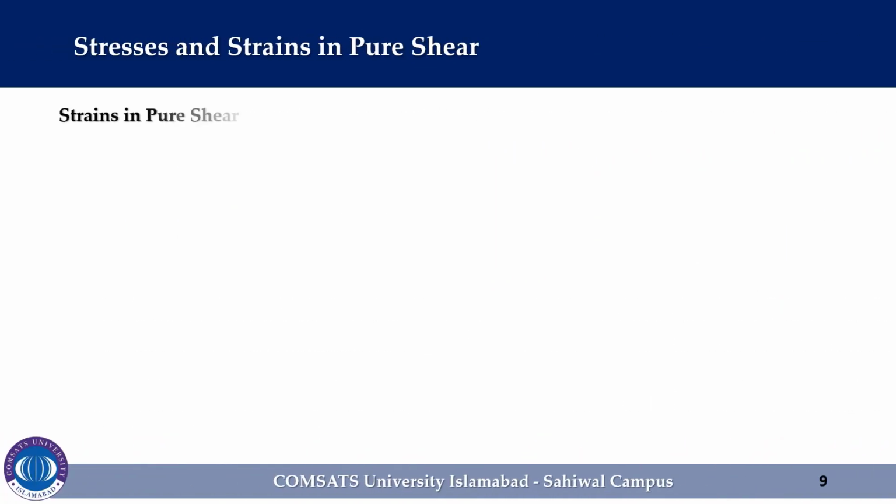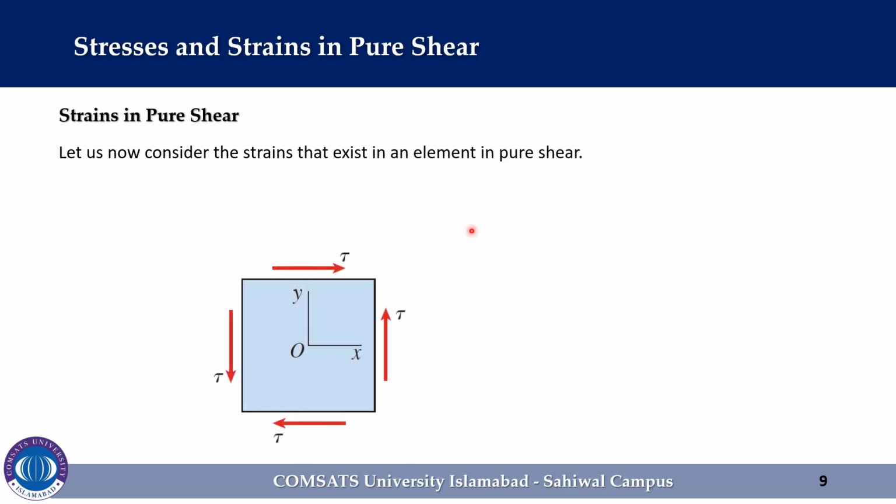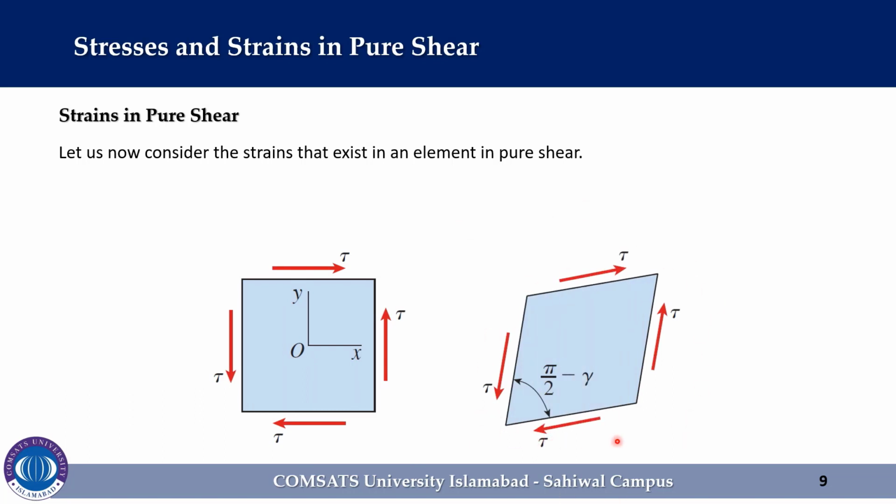Now we will discuss strains in pure shear. For this, let us consider the strain that exists in an element in pure shear. The corresponding shear strains are shown in the figure here, where the deformations are highly exaggerated. The shear strain is the change in angle between two lines that were originally perpendicular to each other. Thus, the decrease in the angle at the lower left-hand corner of the element is the shear strain, measured in radians. The same change in angle occurs at the upper right-hand corner where the angle decreases, and at the other two corners where the angles increase.